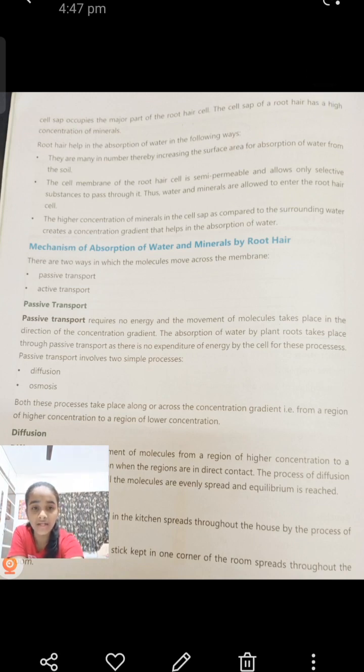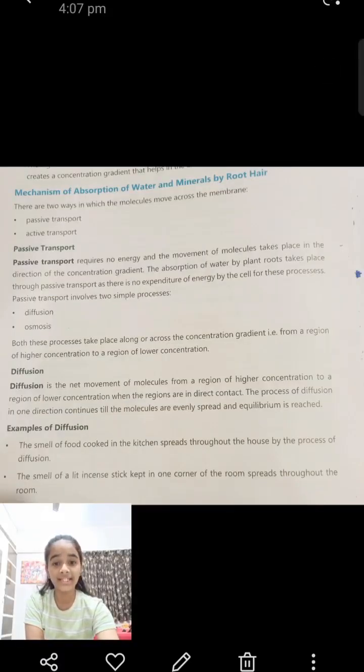Thus, water and minerals are allowed to enter the root hair cell. Now, the third point, the higher concentration of minerals in the cell sap as compared to the surrounding water creates a concentration gradient that helps in the absorption of water. Now let's see the mechanism of absorption of water and minerals by root hair.